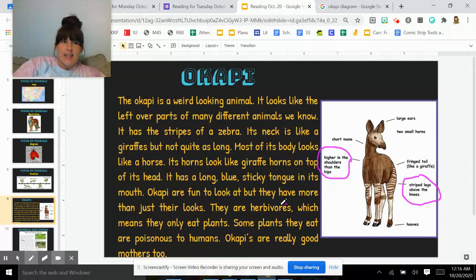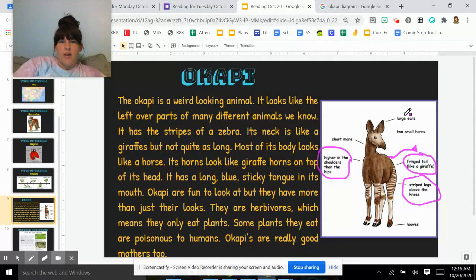It didn't say anything about the tail. If you remember yesterday, Miss Acton drew a horse tail on this poor animal, and we know that it's got this short little tiny tail like a giraffe does. It's kind of like a little tail, and it's got a little bushy part at the very end of it. So it doesn't look anything like a horse's tail, and it says it right here: a fringed tail like a giraffe's. And then it talks about two horns like a giraffe, which we know giraffe horns are small, so it kind of shares the same thing when we talk about this part.